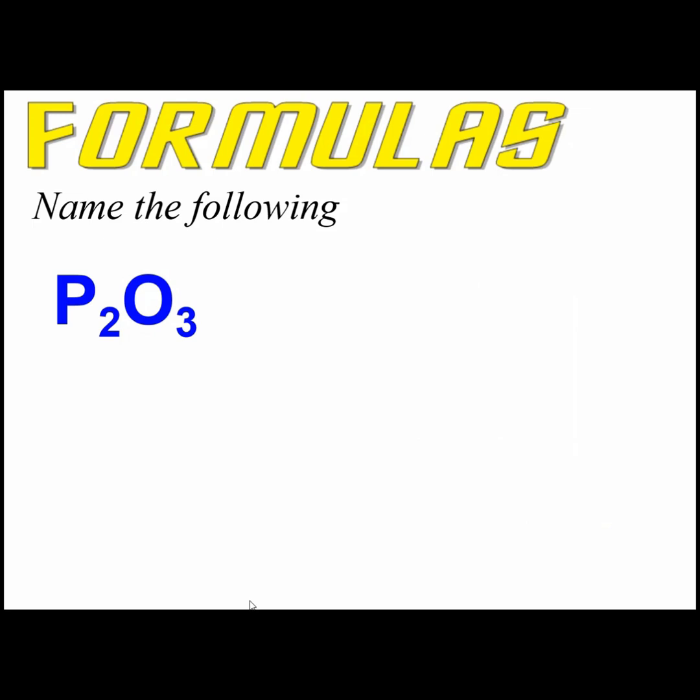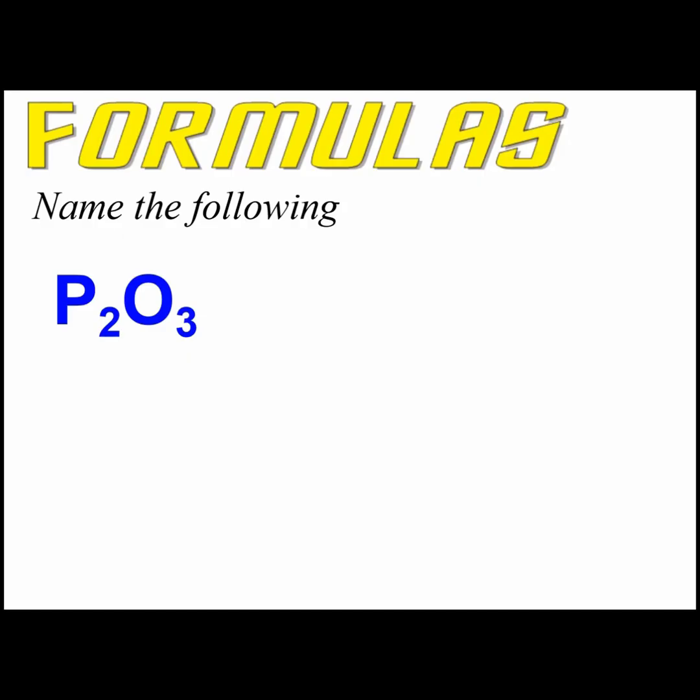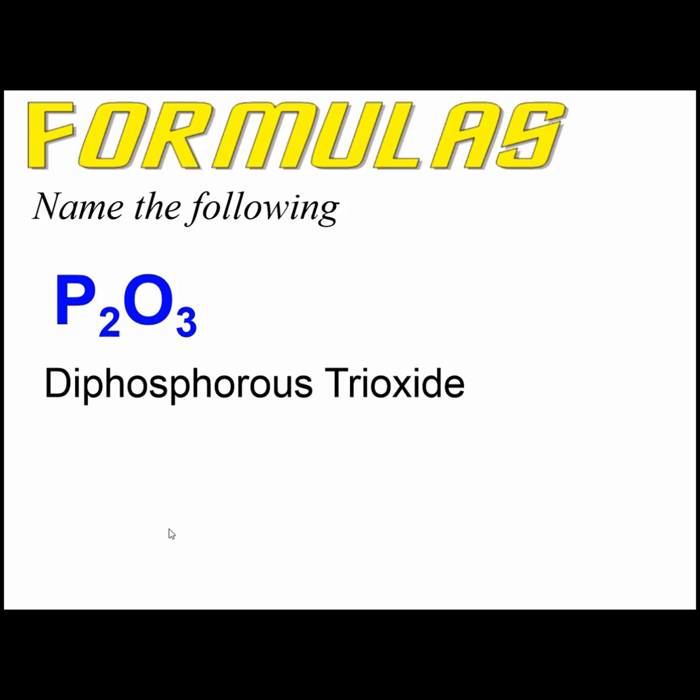The first example is P2O3, and hopefully you notice that both phosphorus and oxygen are nonmetals. So this would be an example of a covalent compound, and we would use the Greek prefixes. So this one would be diphosphorus trioxide.